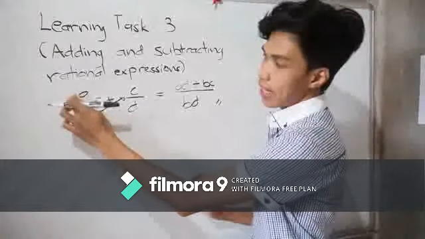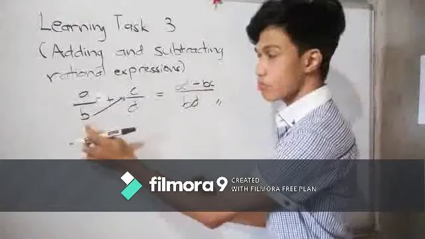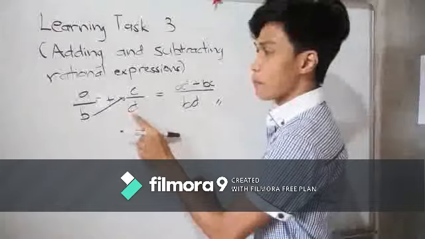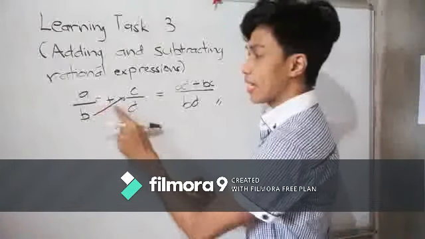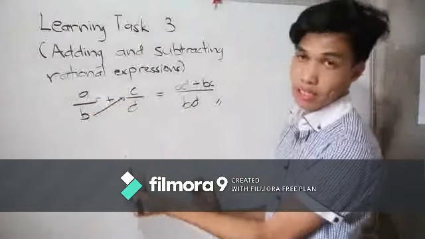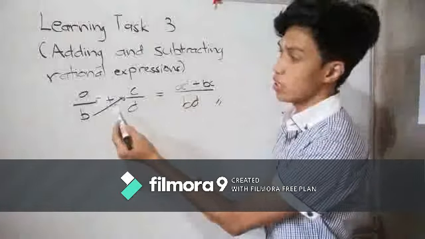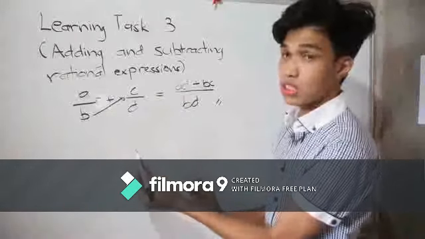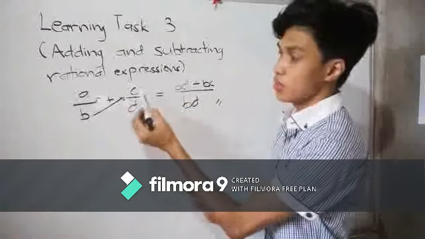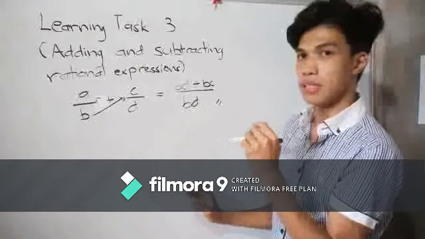So, again, for a over b plus c over d, we just need to multiply the denominators, so that will be BD. Then, the multiplication of A and D, so that will be AD. Then, copy the operation to be used, either addition or subtraction. For this scenario, that will be addition, plus, then the multiplication of the other diagonal, so that will be BC. So, that will be the basic principle.